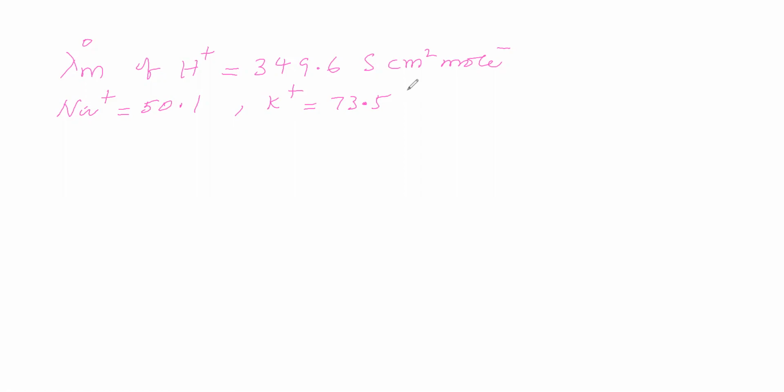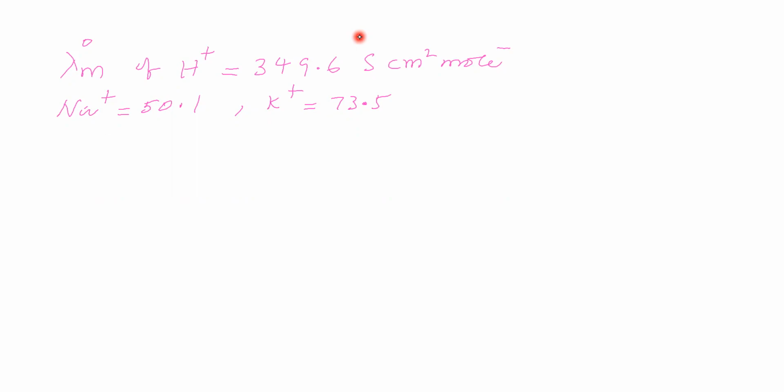Now you see, lambda m naught of H plus, lambda m naught of Na plus, and lambda m naught of K plus. Lambda m naught of Na plus and lambda m naught of K plus are different because the nature is different. Similarly, lambda m naught of H plus is different from these two, because the nature is different.